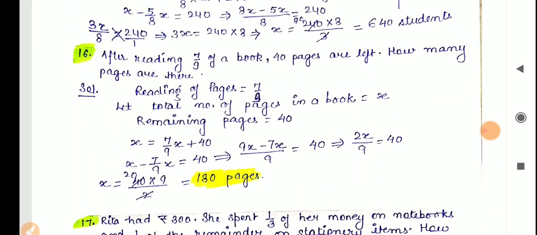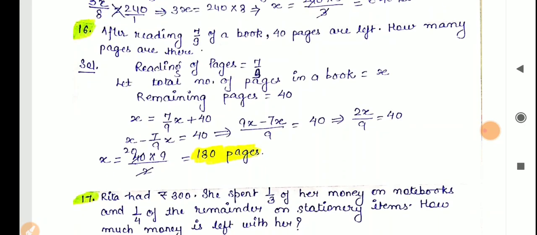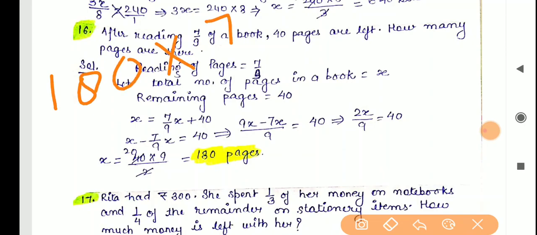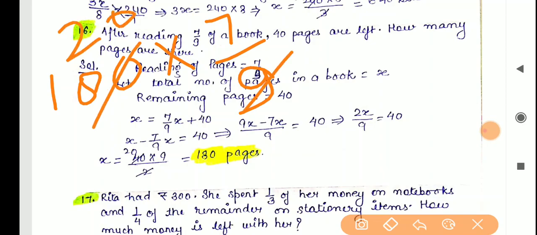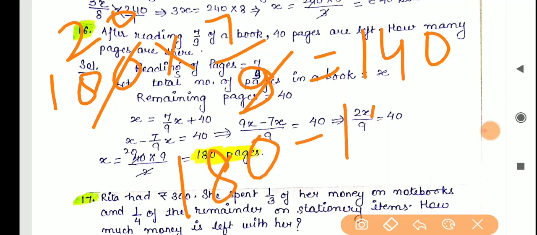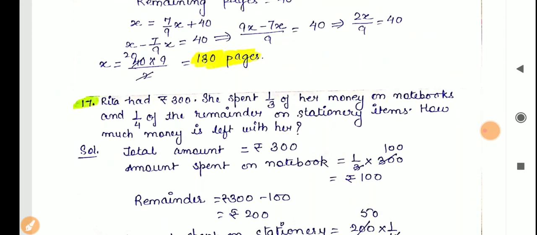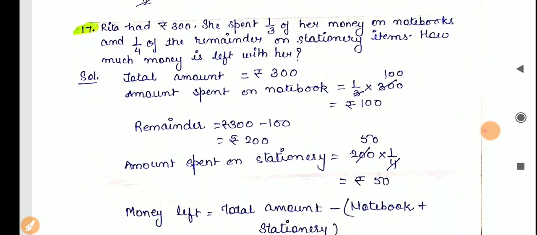Okay, 180 pages. Now if you want to cross check, you can. How? You can take out 7 by 9 of 180 total pages, that is read. So 9 into 180 goes 20 times, the answer is 140. See, total pages were 180 and out of this he read 140, and how many pages are left? 40 are left, and here 40 pages is what is given. So like this you can cross check your question also. So now the next question, that is question number 17.